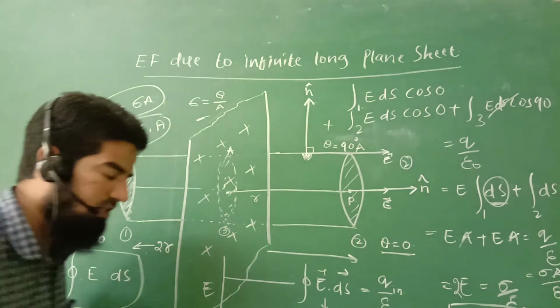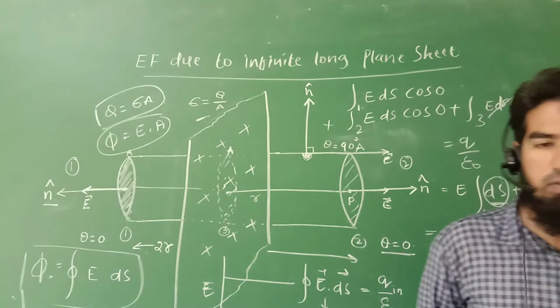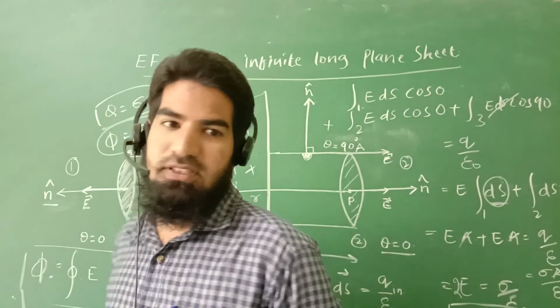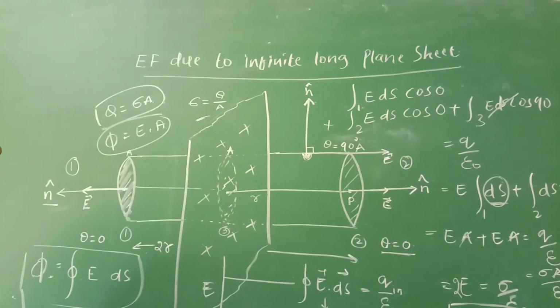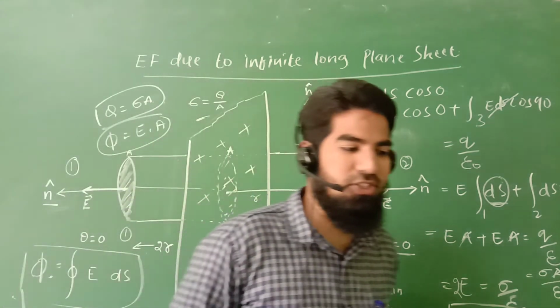So we are just considering the electric field. That's why this graph becomes like this. So my dear students, this is about the electric field due to an infinite long plane sheet. So this will be considered as this. Have you understood about this?